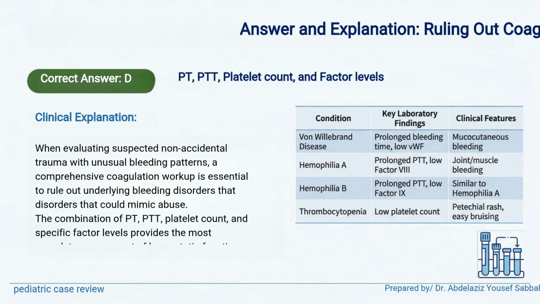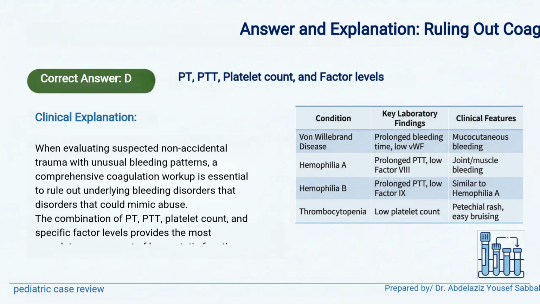When evaluating suspected non-accidental trauma with unusual bruising patterns, a comprehensive coagulation workup is essential to rule out underlying bleeding disorders that could mimic abuse. The combination of prothrombin time, partial thromboplastin time, platelet count, and specific factor levels provides the most complete assessment of hemostatic function. Conditions such as hemophilia A and B, von Willebrand disease, immune thrombocytopenic purpura, and other clotting factor deficiencies can all produce bruising patterns that may be mistaken for inflicted injury.